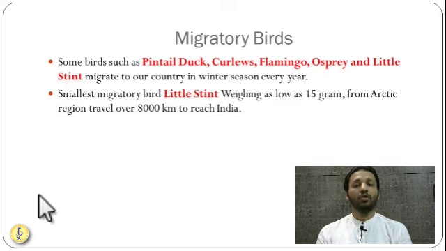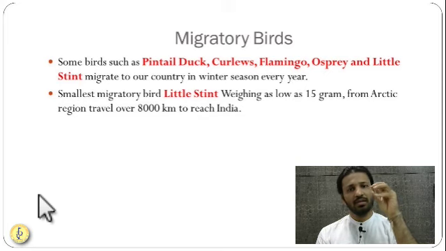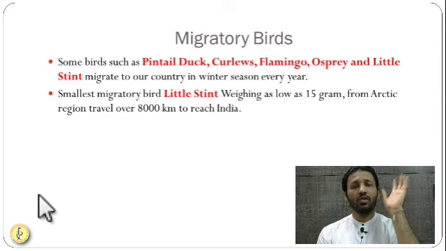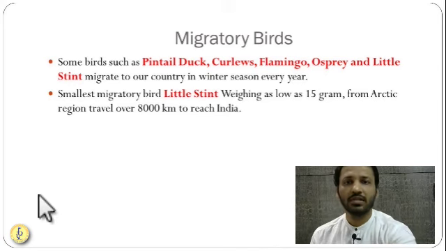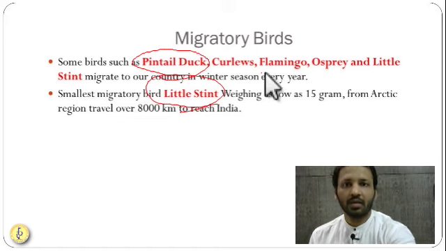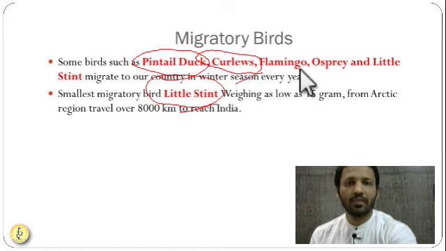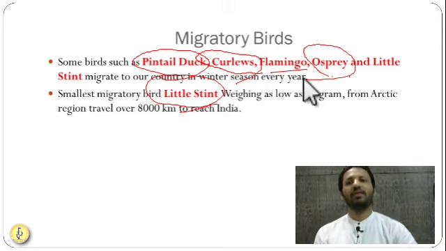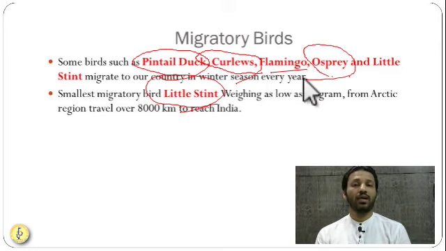So 15 grams. This 15-gram bird, a small bird, is traveling 8,000 kilometers from the cold Arctic region and it reaches India. So these migratory birds, their names are very, very important. Little stint is one of them. Then pintail duck. Then curlews, flamingos. Flamingos everyone knows. Ospreys. So these are three more migratory birds. Definitely you are going to find this MCQ in the exam, this year or next year.